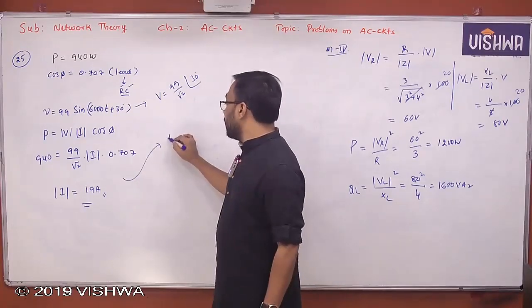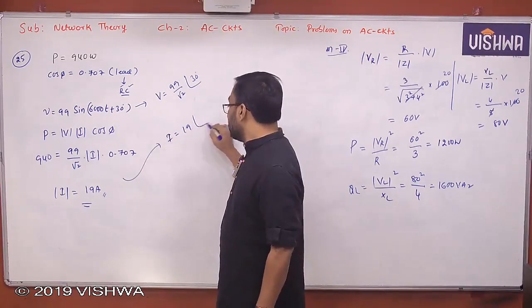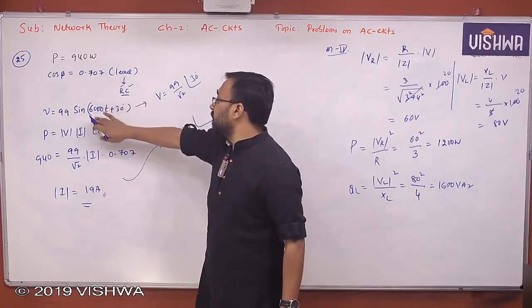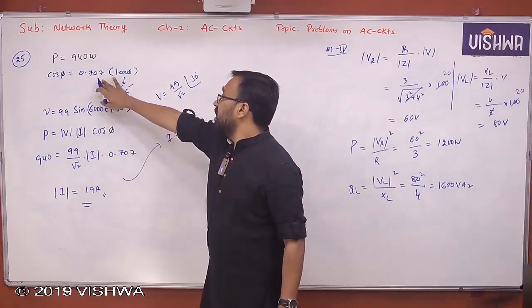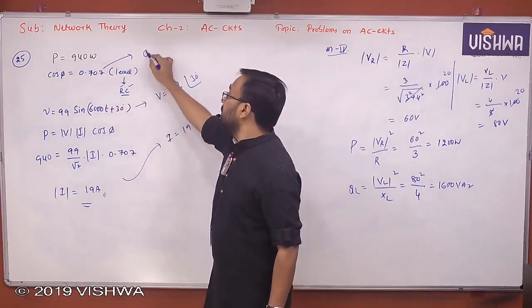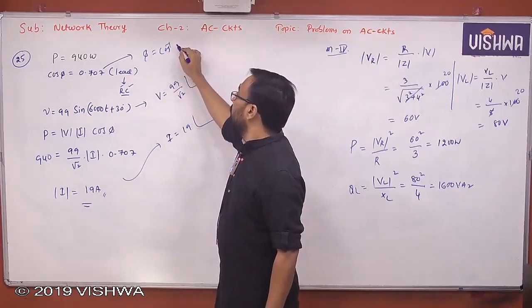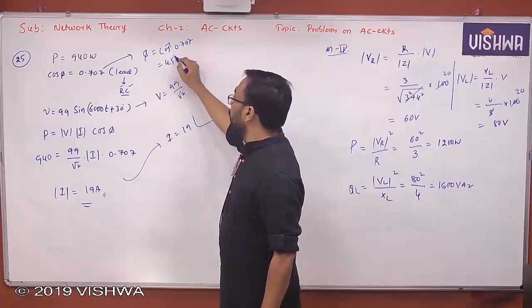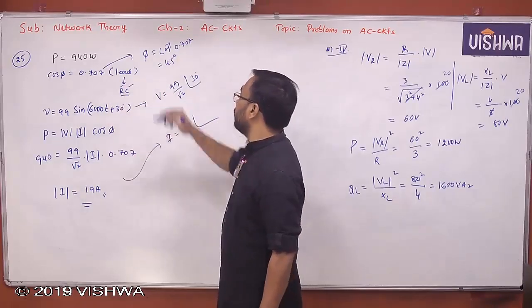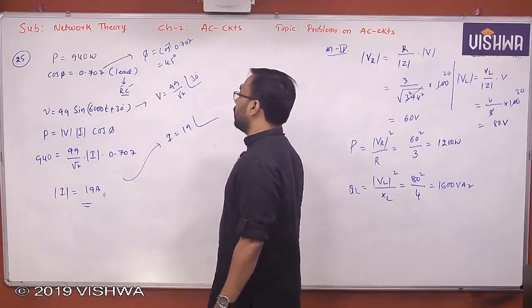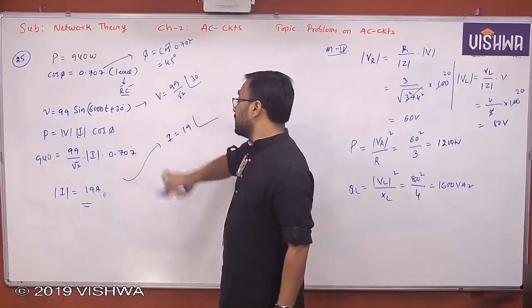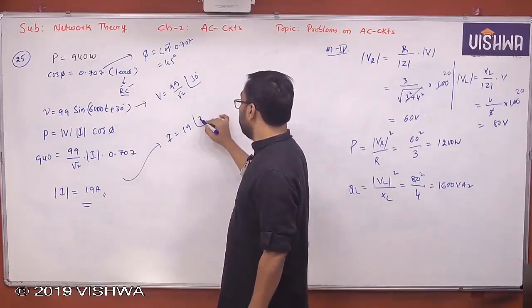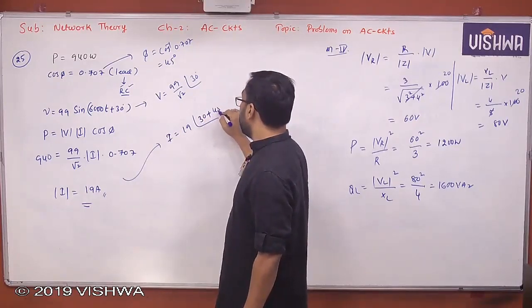So I can be written as what now? 19. Since current leads voltage by how much here? This angle is how much actually? Phi is equal to cos inverse 0.707, which will give you 45 degrees. Yes or no? That means current leads voltage by 45 degrees. When current leads voltage by 45 degrees, voltage already has 30 degrees. So 30 plus 45, that means 75.